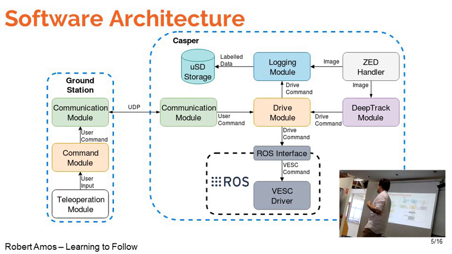So this is the software architecture. Commands are sent to the Casper platform using UDP, and all drive-related computations are performed on board the Casper platform. There are two modes of operation for the platform. Expert mode, which is used for developing the data set, enables manual control of the platform and the data logging module. And the second mode is the autonomous follow mode, which is where the DeepTrack module develops autonomous commands to drive the platform. I developed all these modules myself in Python 3, with the exception of the desk driver.